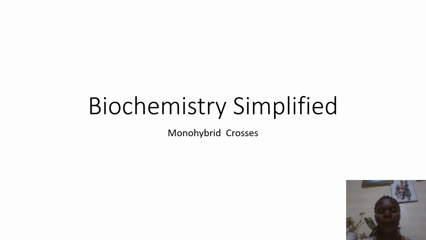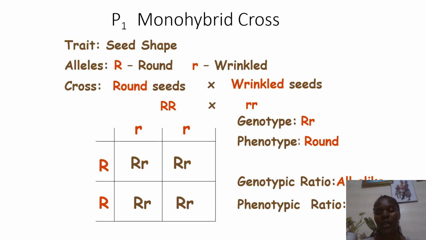So today I'll do a slide on genetics, the monohybrid cross. If you talk about a monohybrid cross, you're talking about one trait. For example, in this case, the trait we're dealing with is seed shape. So seed shape is the trait.